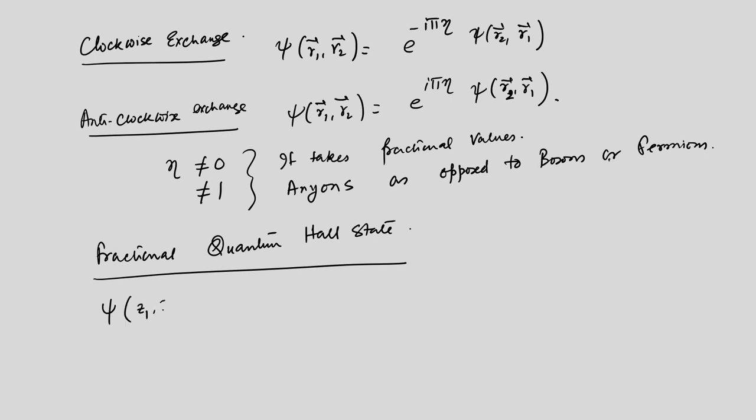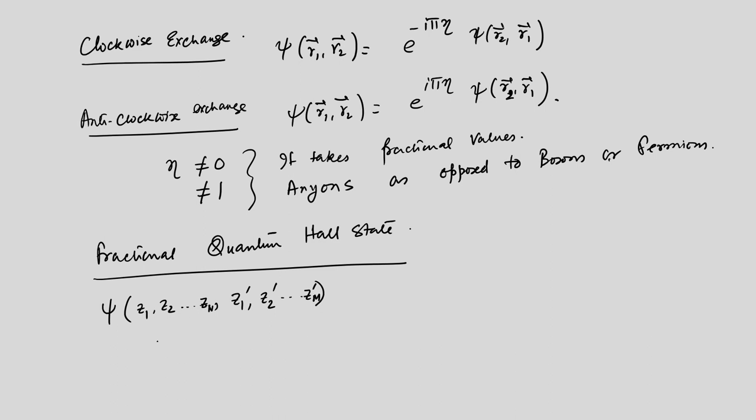So these are Z1, Z2, etc., the coordinates of the electrons, and Z1 prime, Z2 prime, etc., are the coordinates of the excitations. These are complex coordinates in the complex space, and just for making it a little distinct, we call them m excitations.